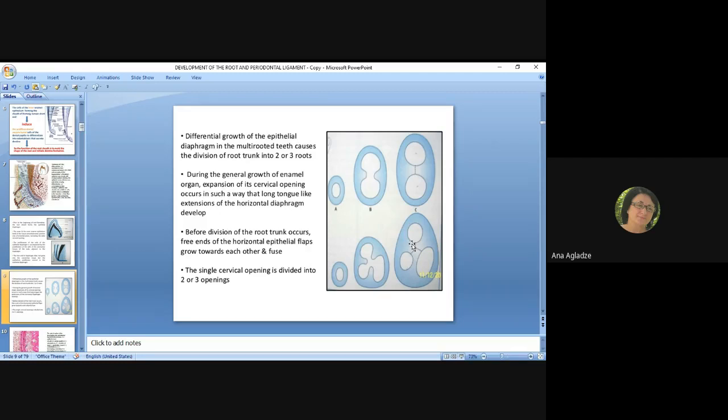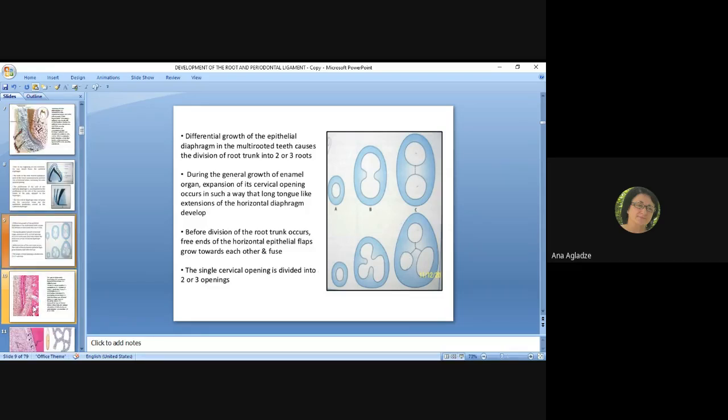Yes, and before division of the root trunk occurs, free ends of the horizontal epithelial flaps grow towards each other and separate the common canal. Yes, it is single rooted, it is two rooted and three rooted canals.